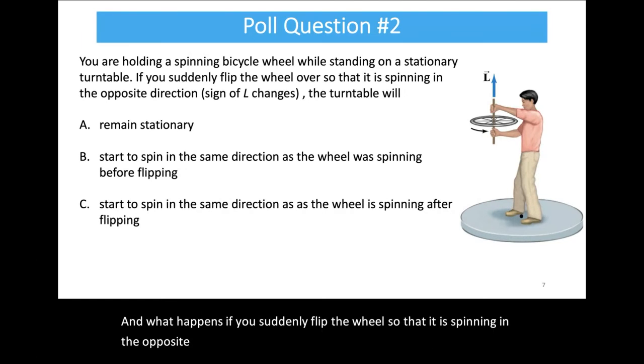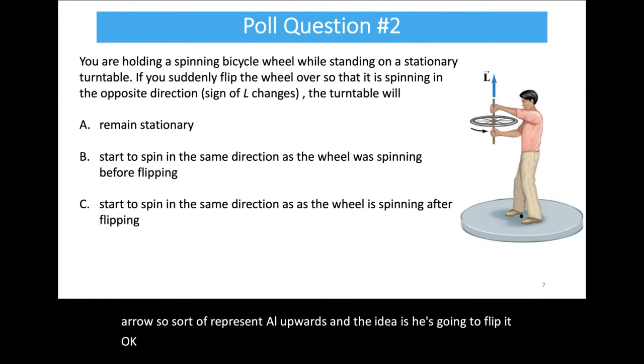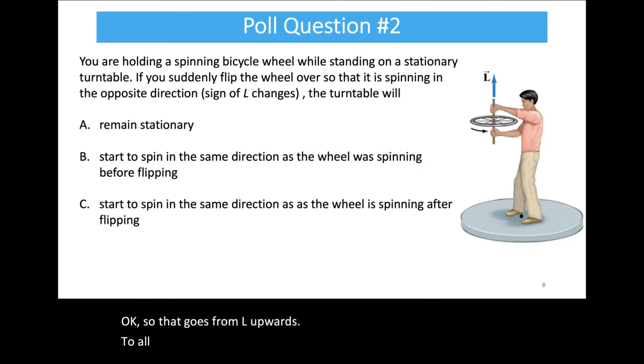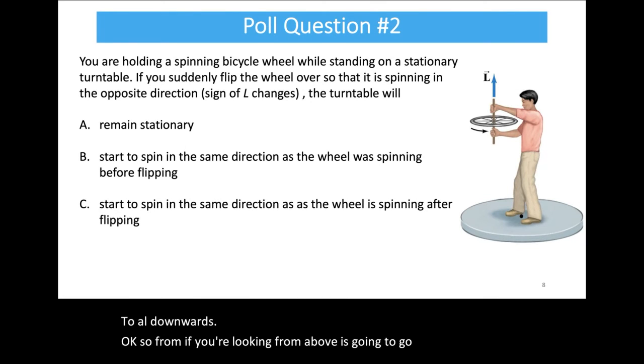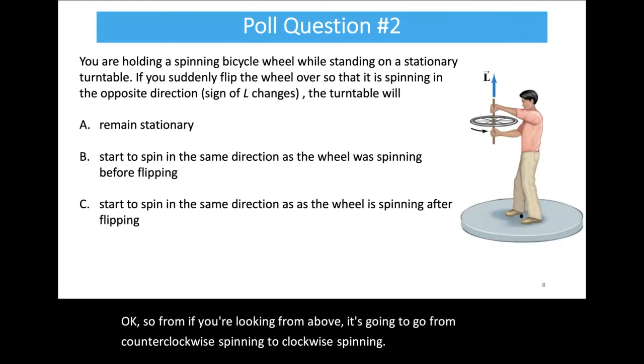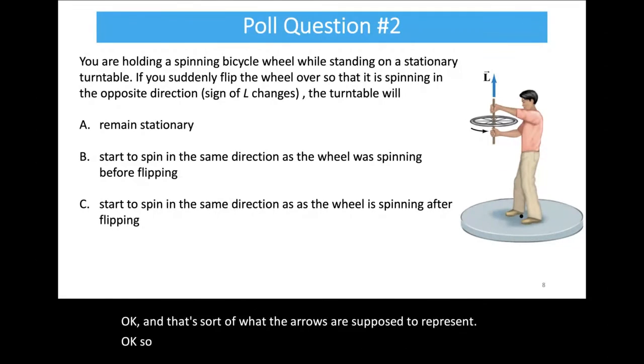What I've done here is drawn a little arrow to represent L upwards, and the idea is he's going to flip it so that it goes from L upwards to L downwards. If you're looking from above, it's going to go from counterclockwise spinning to clockwise spinning. That's what the arrows are supposed to represent. So it's going from counterclockwise to clockwise.